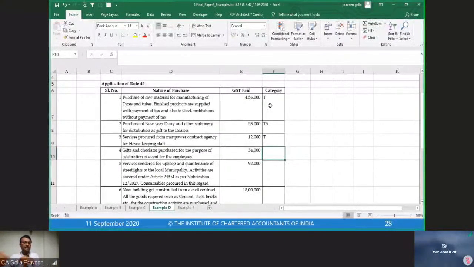Gifts and chocolates purchased for the purpose of celebration. Again, covered under section 17 subsection 5. So again, I call that T3.